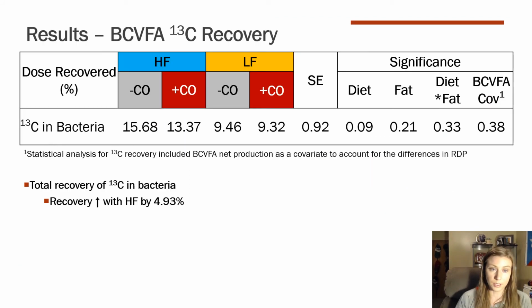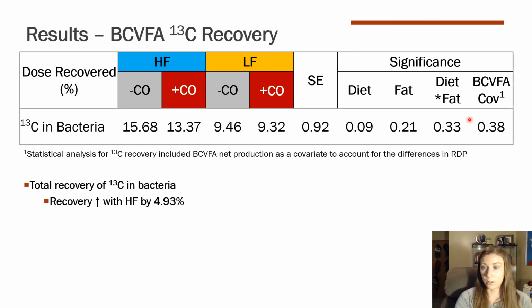And then on this final slide, I am showing the 13 carbon recovery in the bacteria pellets for the high forage and low forage diet with or without corn oil. Since we only dosed 13 carbon with the branched chain VFA treatment, there's no control treatment for this. We were looking at the total 13 carbon recovery. But for this analysis, we did run the statistics with branched chain VFA net production as the covariate. Since we did have that difference in RDP, we wanted to account for that between the high and low forage diet. So that's what that covariate's purpose was.